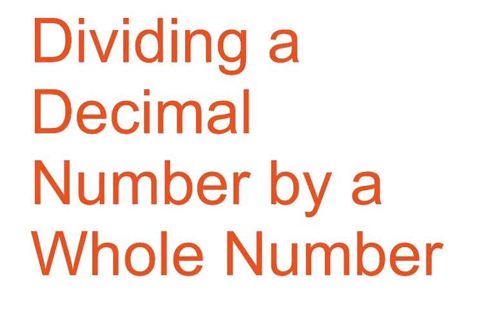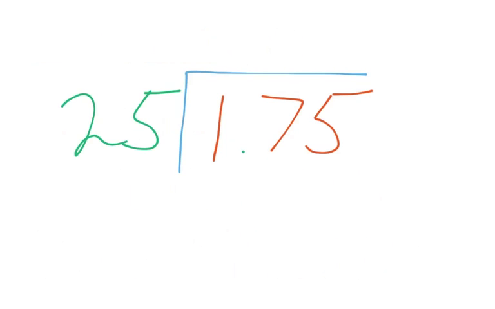Dividing a decimal number by a whole number. For this example, we're going to use 1 and 75 hundredths divided by 25. So our number in the dividend spot here is 1 and 75 hundredths, and so we can see it does have a decimal in it.